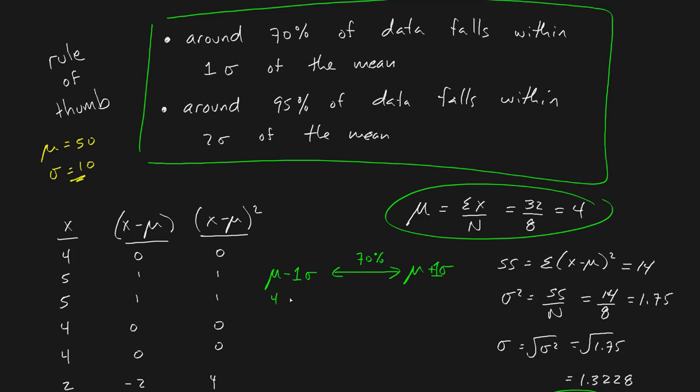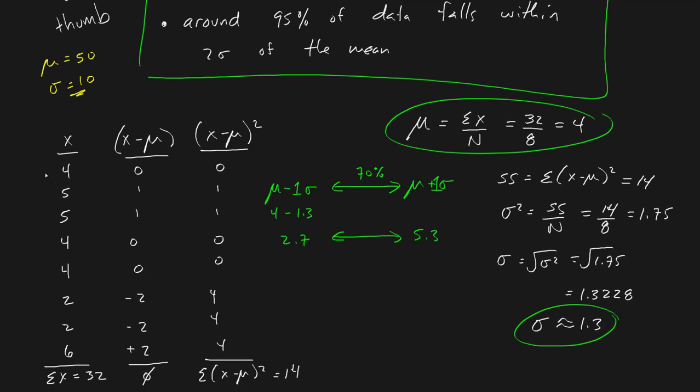So 4 minus 1.3, what's that? That's 2.7. And the upper range is going to be 4 plus 1.3, so that's going to be 5.3. So how many of my scores are between 2.7 and 5.3? Well, this is between 2.7 and 5.3, so is this, so is this. This is not, and this is not. So I have 1, 2, 3, 4, 5 out of 8. And 5 out of 8 is how much? Let's check this out. 5 divided by 8 is 0.625. As a percentage, that is 62.5% of my data falls within 1 standard deviation of the mean. It's not exactly 70%, but it's in the right ballpark.